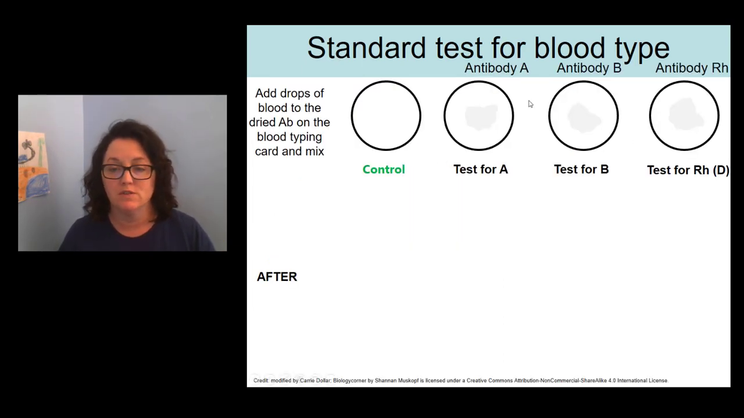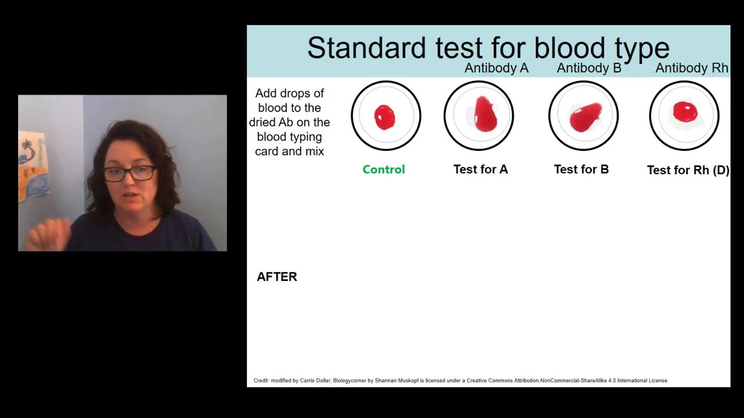So let's say this is our blood typing card. This is our control spot. This little splotch is antibody A. This little splotch is antibody B. This little splotch is antibody Rh. Okay. So now we're going to add a drop of blood to each of those, mix it, let it sit, and then see what happens.